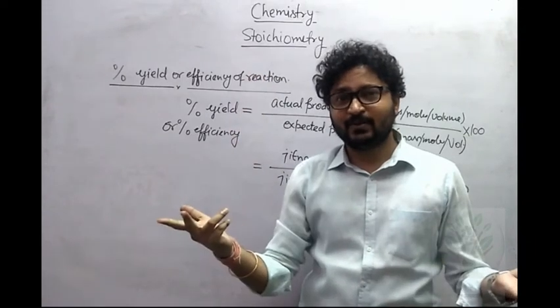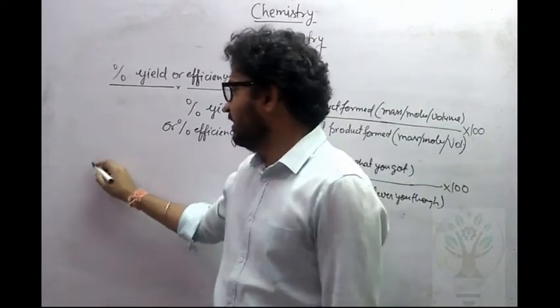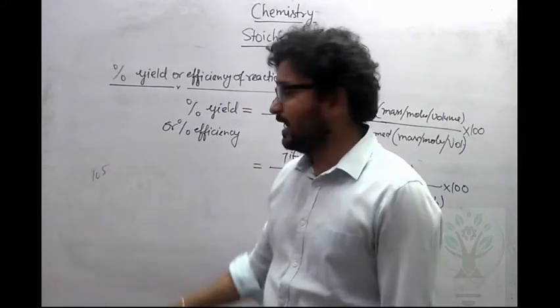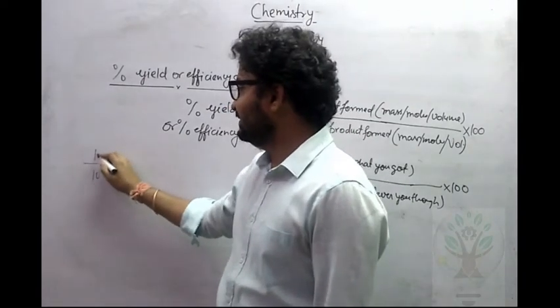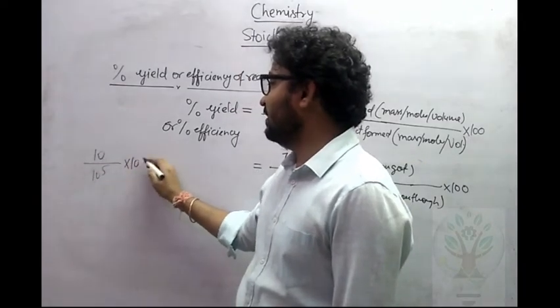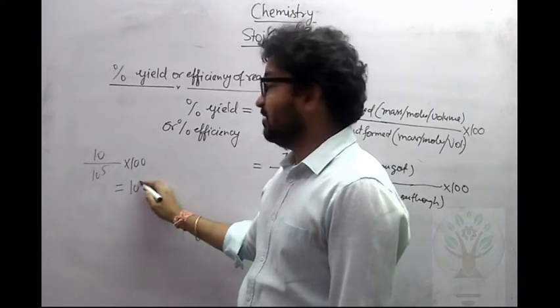How much percent efficiency did we get? We thought we would get 10 to the power 5, meaning 1 lakh, and we got 10. Our efficiency is 10 upon 10 to the power 5 multiplied by 100. That is 10 to the power minus 2 percent.